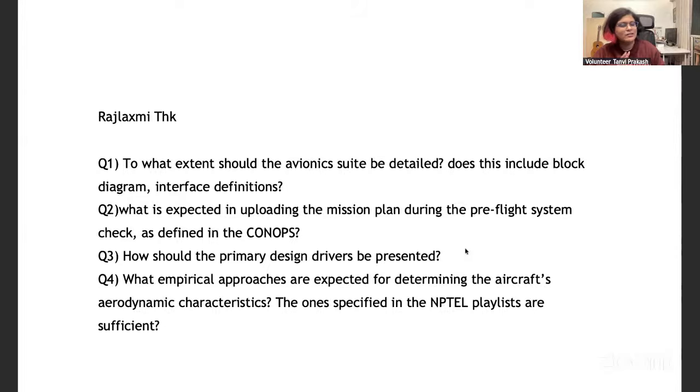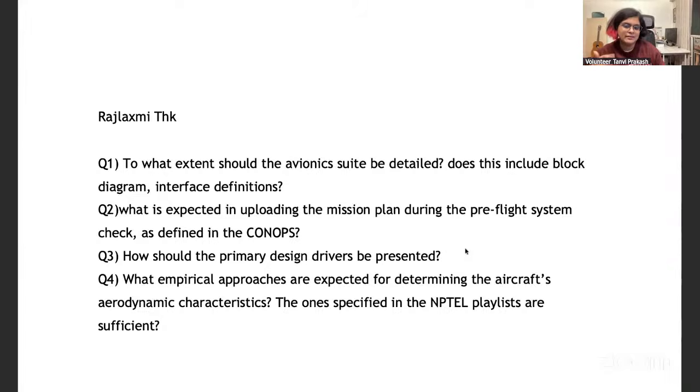Interface definitions, I'm not very clear. It's not required because this is an aircraft design exercise. But the intention of the block diagram, I should say, is that you have to be able to identify the size, weight, and power requirement of the avionics suite components. The term for this is SWAP, size, weight, and power. So long as you are able to identify this, that should be more than sufficient. Please don't go into any further details like software, etc.